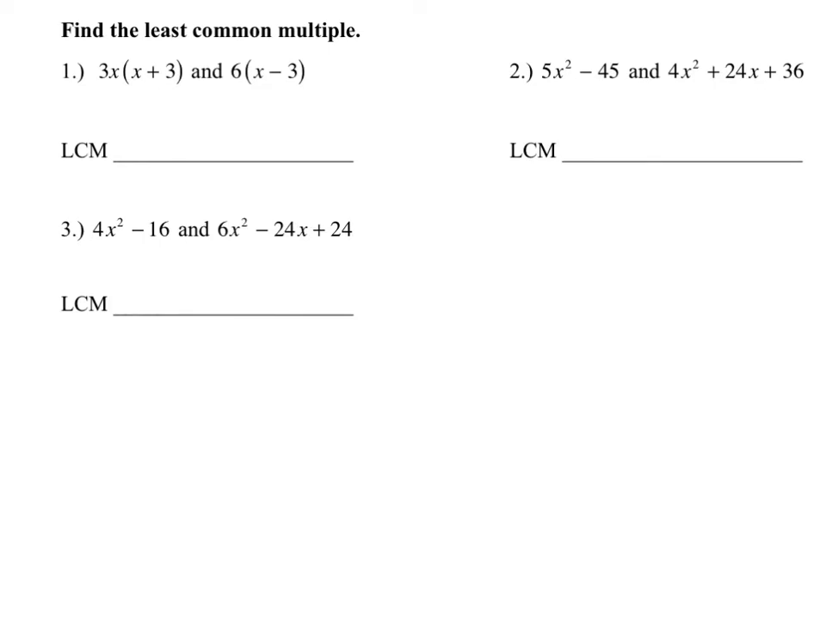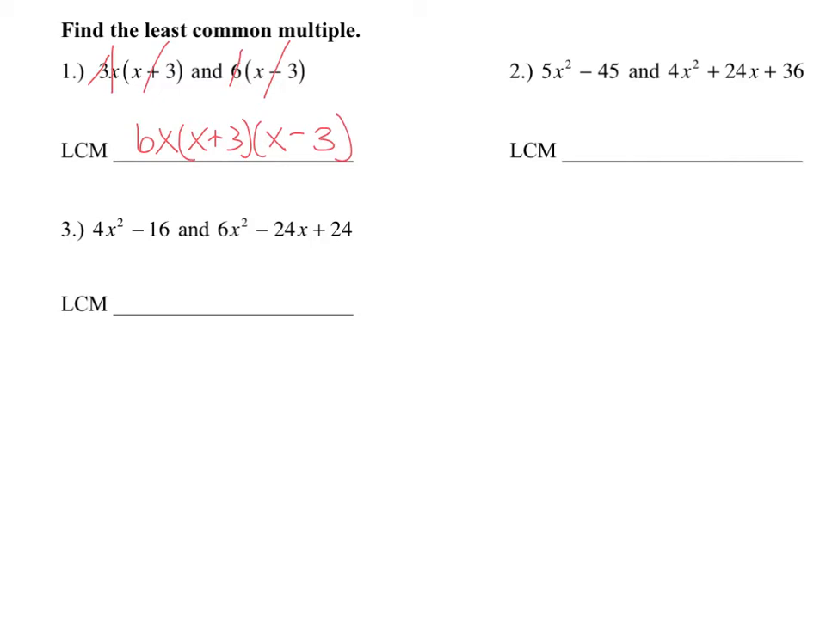So the least common multiple, let's remind ourselves how to find that. So we start by taking a look at the 3 and the 6. The smallest common multiple of 3 and 6 is 6, because 3 times 2 gives us 6, and 6 times 1 gives us 6. So that takes care of our numbers. We also need the x, and we need x plus 3 and x minus 3. That's the least common multiple of those two expressions.